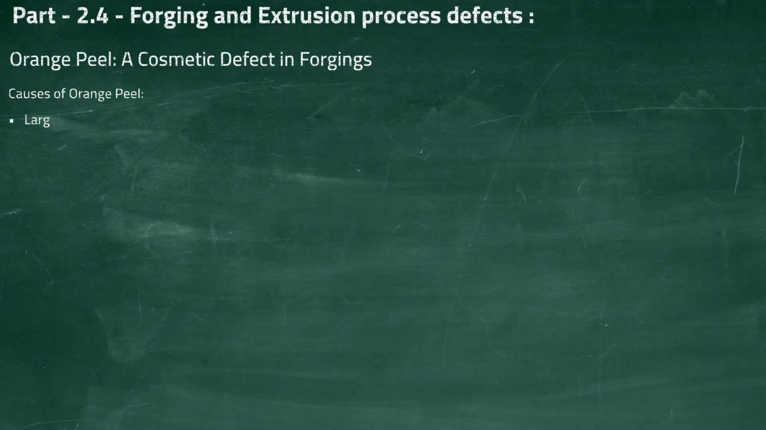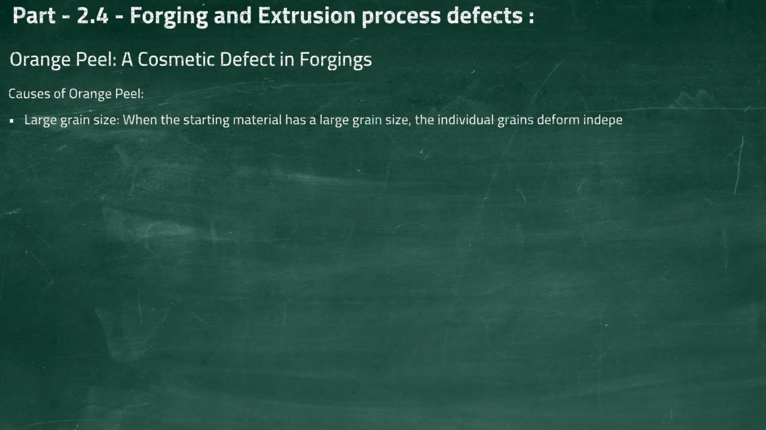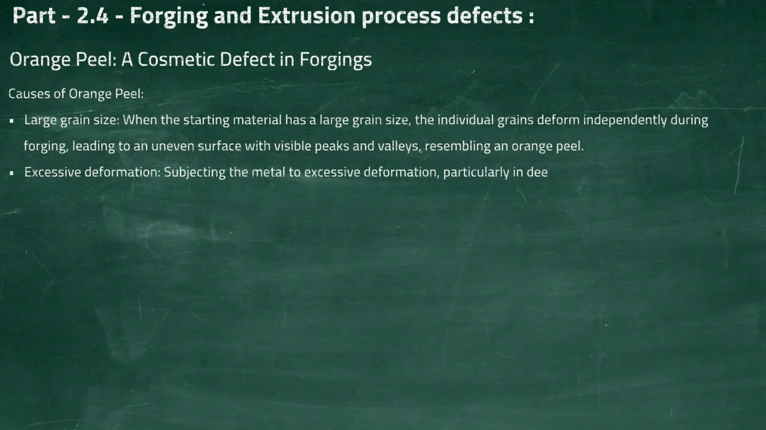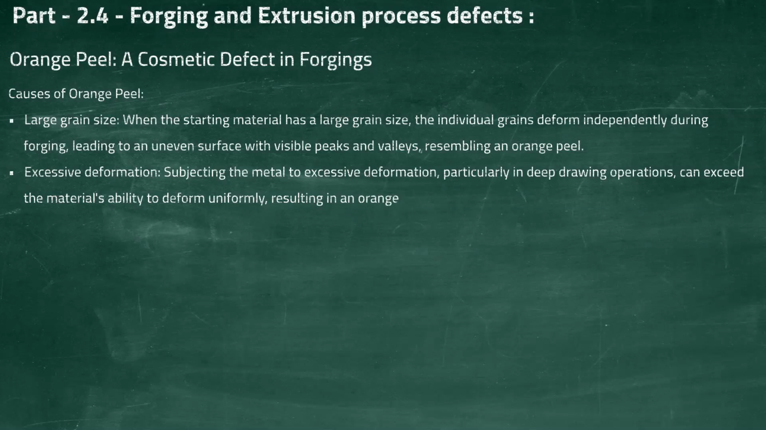Causes of orange peel. Large grain size. When the starting material has a large grain size, the individual grains deform independently during forging, leading to an uneven surface with visible peaks and valleys, resembling an orange peel. Excessive deformation. Subjecting the metal to excessive deformation, particularly in deep drawing operations, can exceed the material's ability to deform uniformly, resulting in an orange peel appearance.